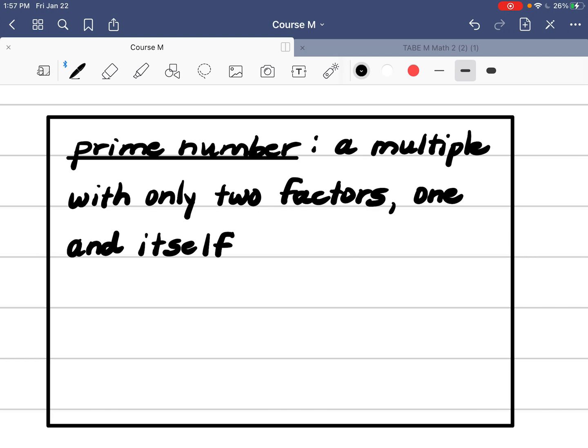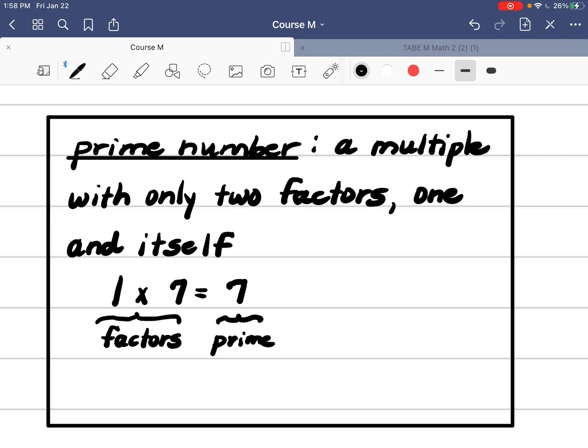7 is a prime number because 1 times 7 is 7, and there is no other way to get a 7 than 1 times 7. It's 1 and the number itself. So the only factors of 7 are 1 and 7, and that makes 7 prime.